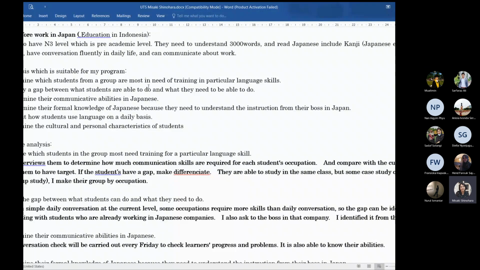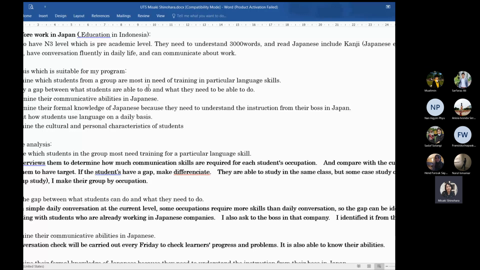Okay. This is like I have to find out the difference between Japanese and Indonesian. Maybe they have a background difference, so a different expression of the language. So I have to find this out, and I have to correct it to the Japanese way, and to determine the culture and personal characteristics of students.